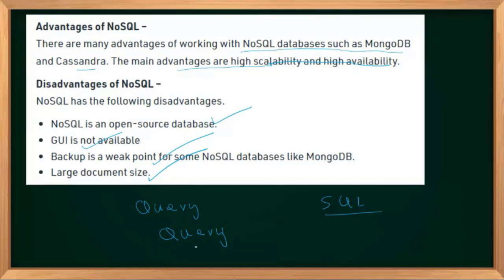Query language is a language that is used to retrieve data in a database. It consists of three different things: data definition language, data manipulation language, and data control language. These are the three different things we have to study in detail.